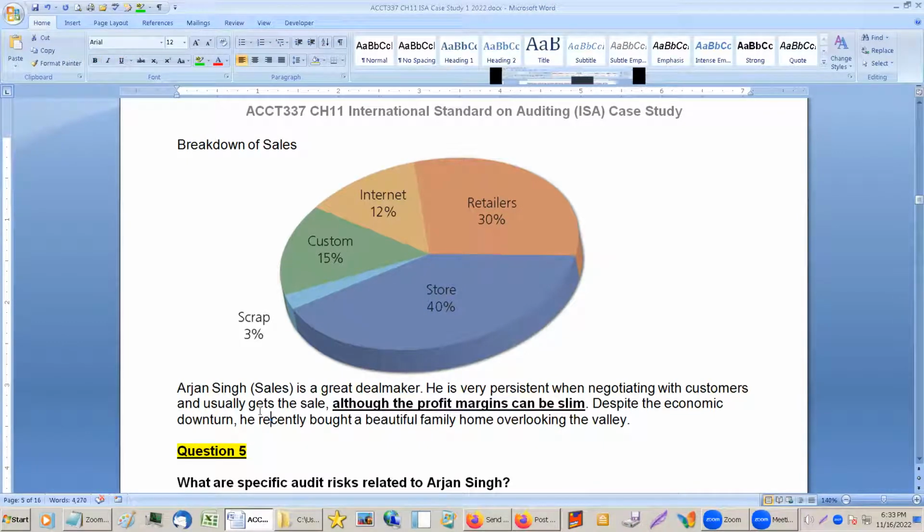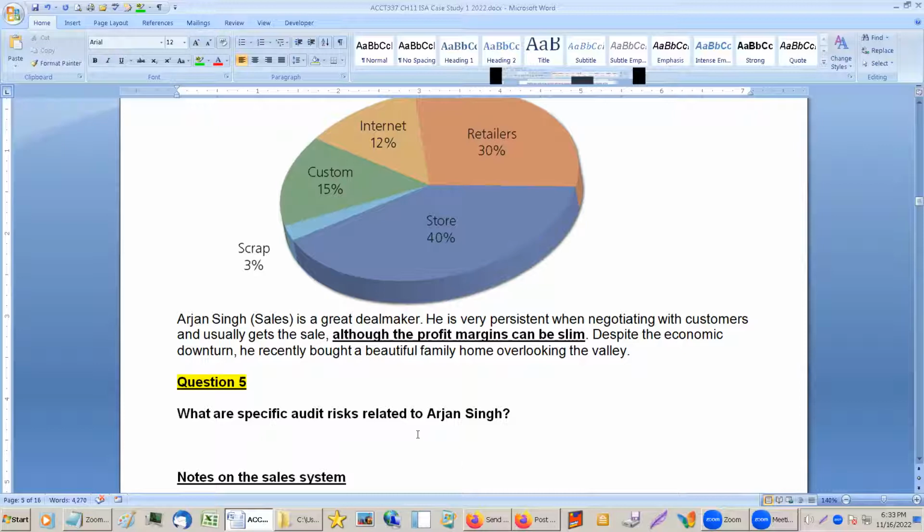Despite the economic downturn, he recently bought a beautiful family home overlooking the valley. Okay, what, this might be a problem. This is more of a business problem, although it's something you should look into as far as in your audit.